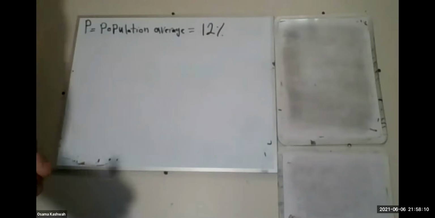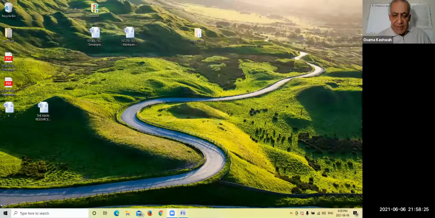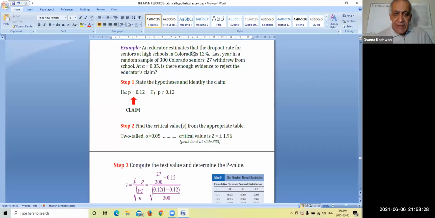That's cool, very nice. Okay, then let us go back and share the screen. We'll take it line by line, no problem. Then he said what we wrote, 12%. Last year, in a random sample of 300 Colorado seniors, 27 withdrew from school.